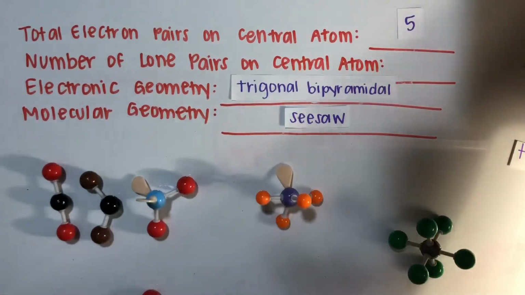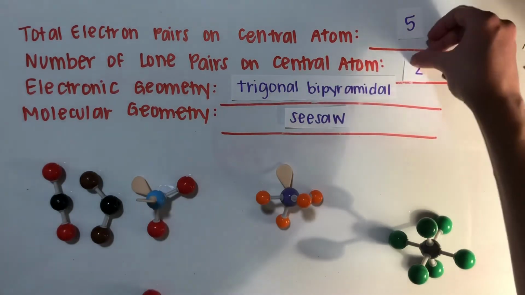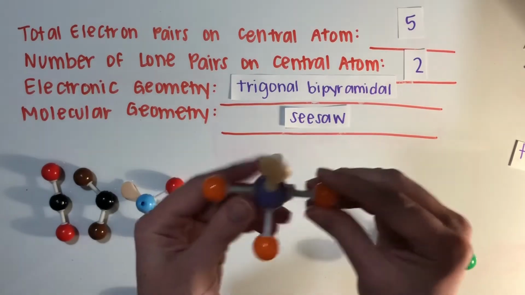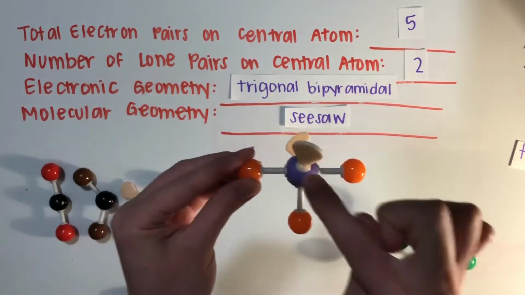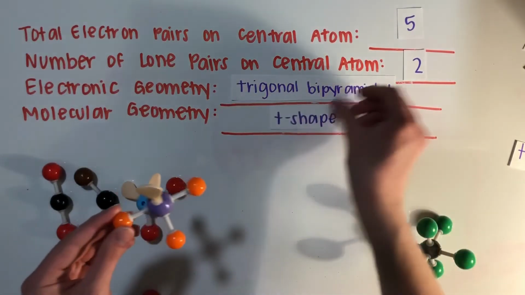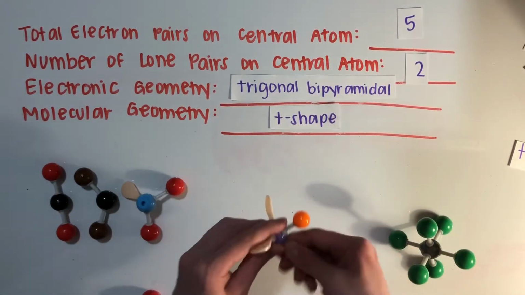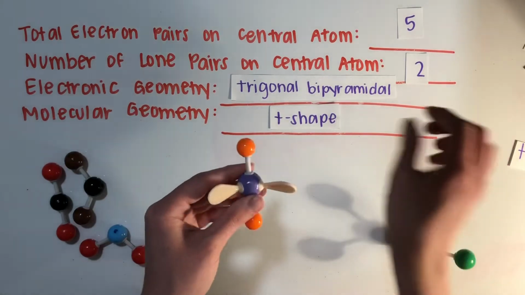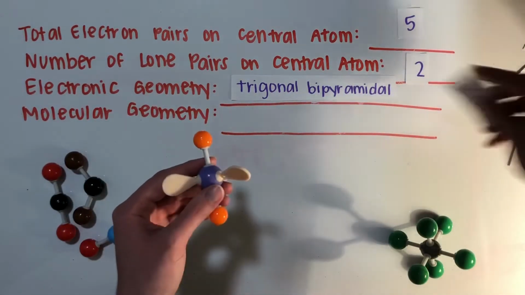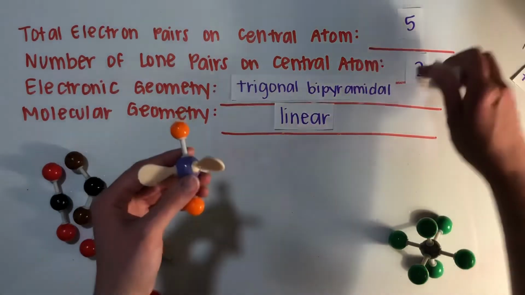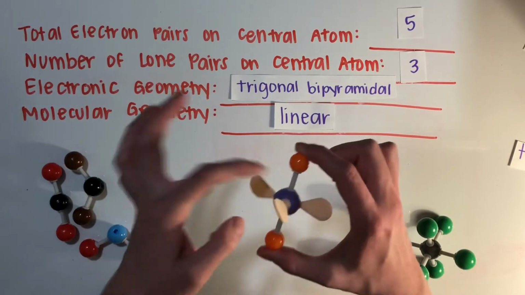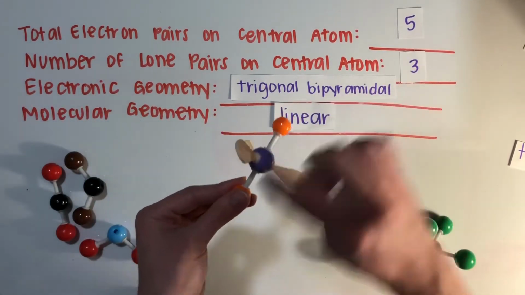Now let's put in 2 lone pairs. Take a lone pair from this one since we're not using it anymore. And then we end up with a T-shape. So now this becomes T-shaped. Let's add 1 last lone pair. And you'll see that we have something we've seen before here, which is a linear shape. 5 electron domains, 3 lone pairs, so 2 of those have to be actual bonding pairs.